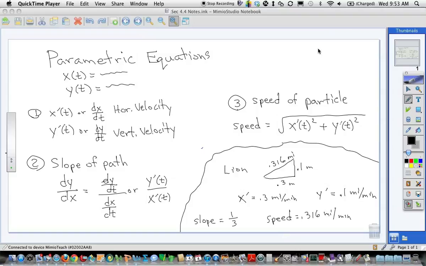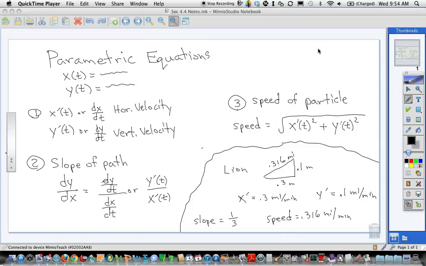The slope of the path would be the rise over run, right? Well, that would be 0.1 over 0.3. Well, that would be the y prime over the x prime. This was y prime, his rate per minute, and this is his horizontal rate per minute. So we divide those, rise over run. It makes sense that that would be y prime over x prime, or dy/dt over dx/dt.